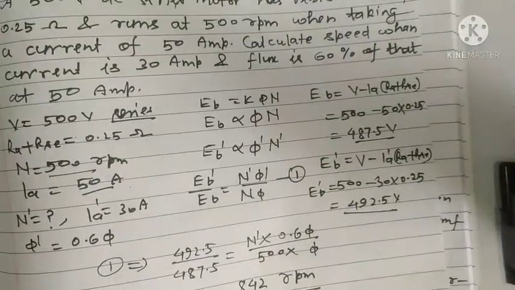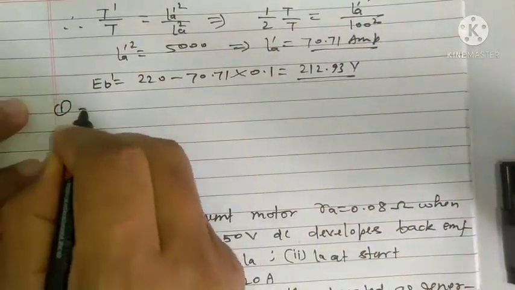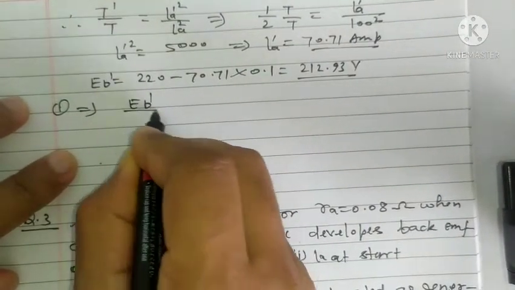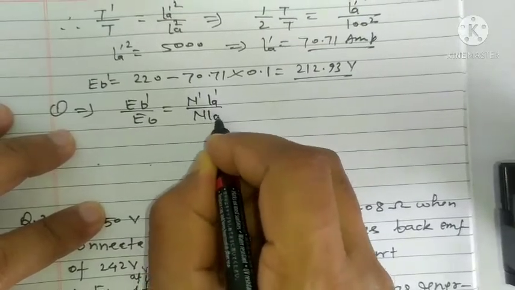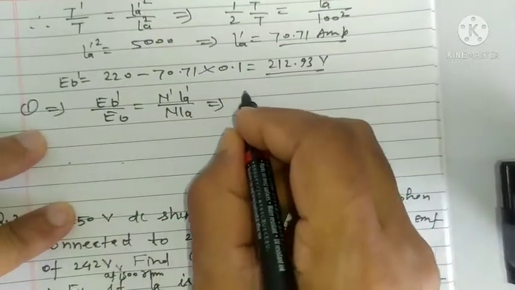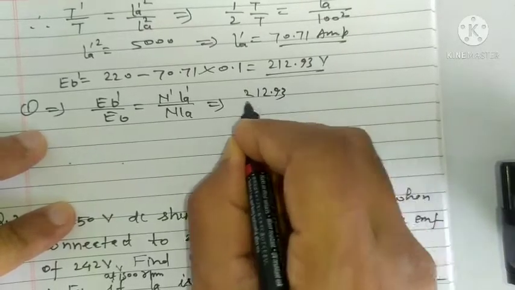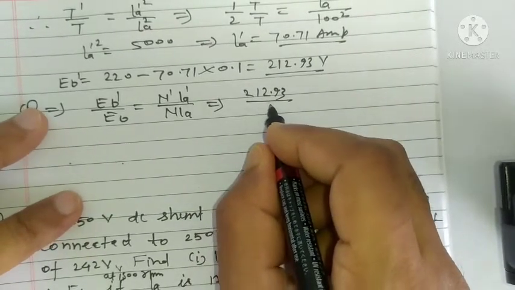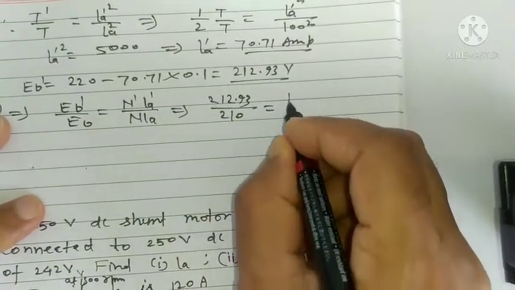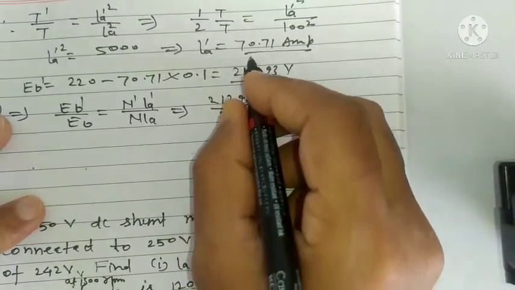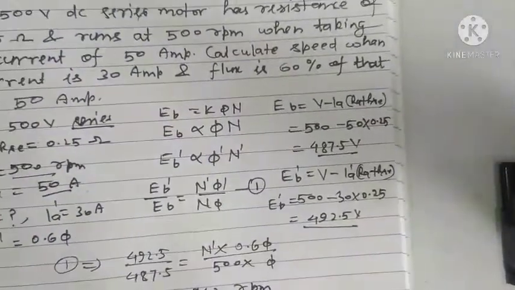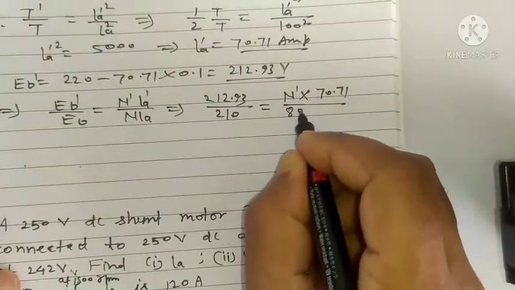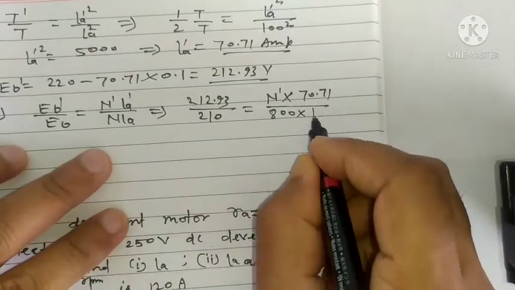So putting in equation 1, this implies EB dash by EB, which was given as N dash IA dash by N IA. From here I can put the value of EB dash. EB we got as 210. N dash they are asking. IA dash we have just now calculated as 70.71, divided by the original speed of 800 rpm, into IA, which was 100.